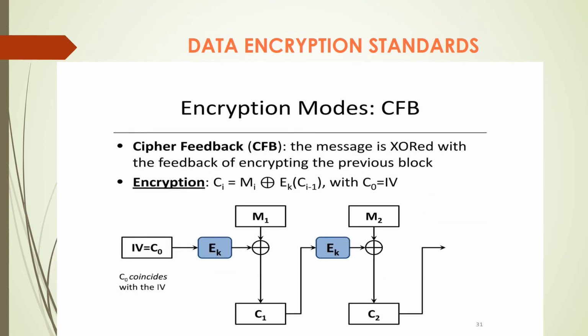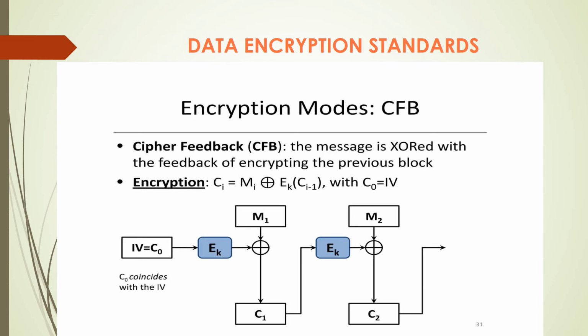Now we will see the third mode of operation, that is CFB mode, that is cipher feedback mode. In CFB mode, it differs from the previous two in that the plain text never passes through the encryption algorithm at all. That means the plain text will not be encrypted directly.